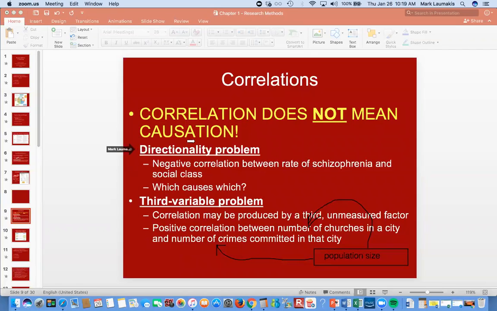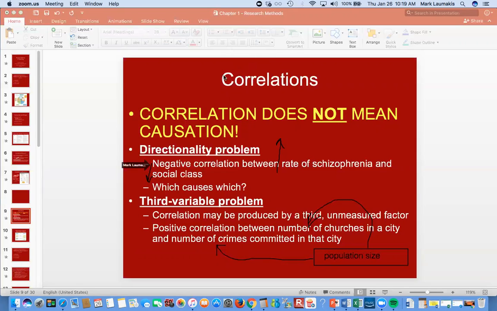The directionality problem up above here. This is about the fact that we're measuring two variables, okay? And we don't know whether A is causing B or B is causing A. I will tell you, there's a negative correlation between rates of schizophrenia and social class. What does that mean? Well, negative correlation means we have higher rates of schizophrenia. Tell me where and what kind of social classes if they're negatively correlated. In lower social classes. So higher rates in lower social classes.